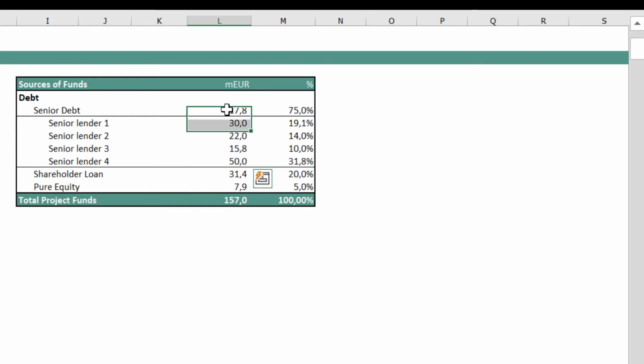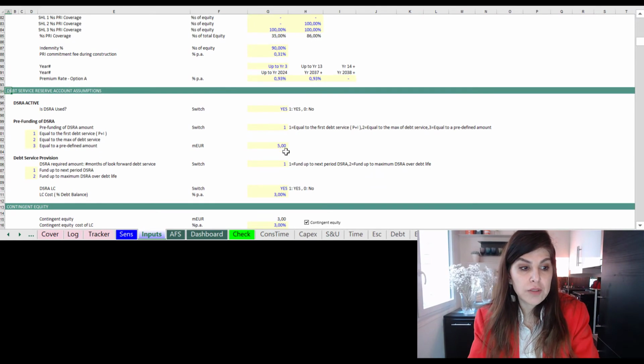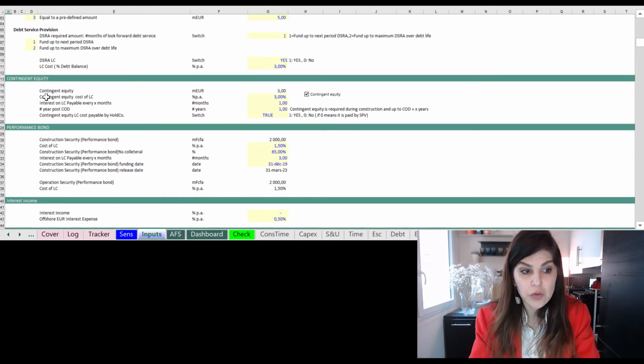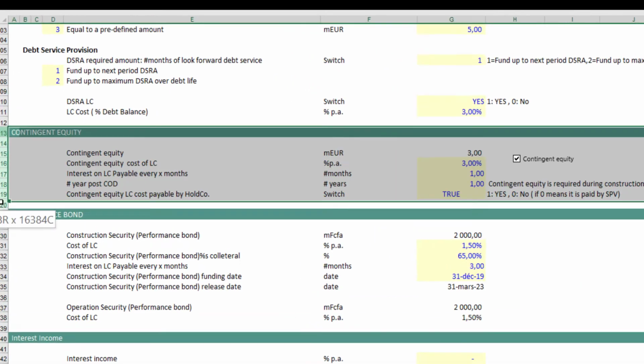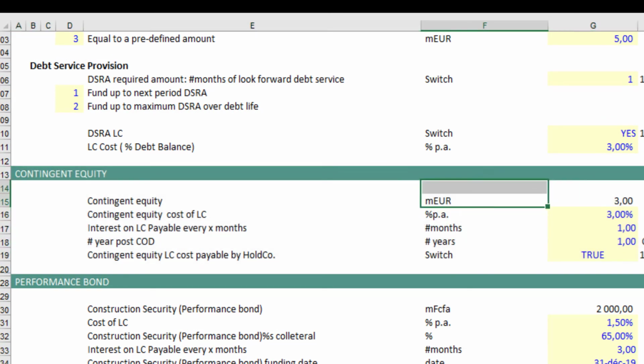But in my base case, I'm only drawing 117.8 million for 75% gearing. Okay, so that's the base case. In that base case, I will not tap into my contingent equity, right? So as you can see in this section, I am listing my contingency provision. So this is basically 3 million.